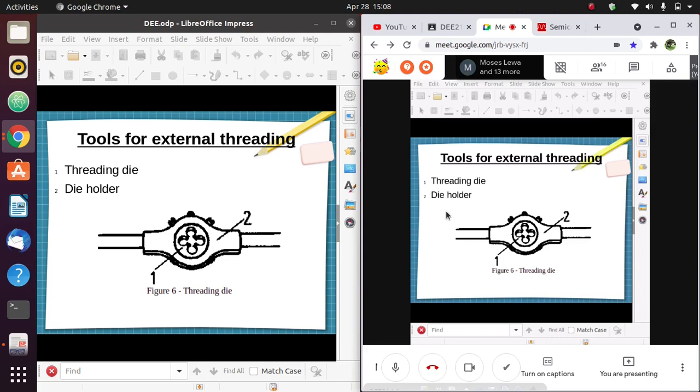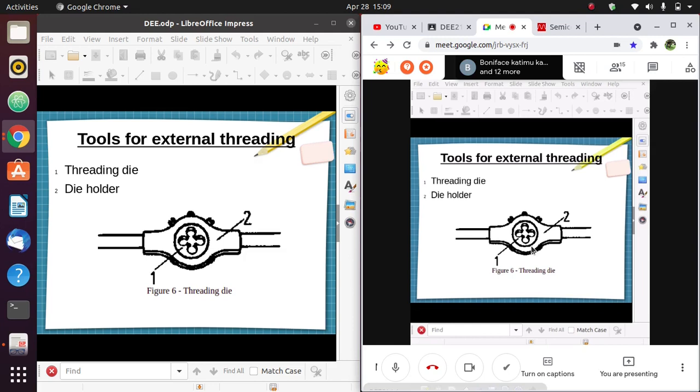Now we have the die holder mahali ambapo unaweka your taps. So once you ukizungusha your wrench, the die holder inazunguka. Unarudisha nyuma the wrench. Ukizungusha mara ya kwanza, ukirudisha nyuma ni kama it unlocks, so the wrench is free to move. Ukisongesha mbele tena ina lock, so it moves together with the die holder. Ukirudisha nyuma it unlocks, so it is free to move. Ukisongesha mbele tena ina lock na hiyo die holder inasonga. That is how basically a wrench works.